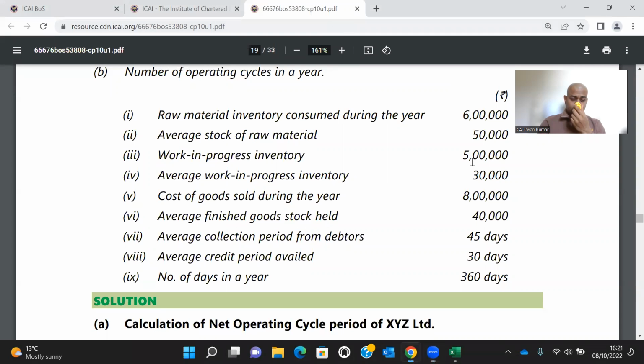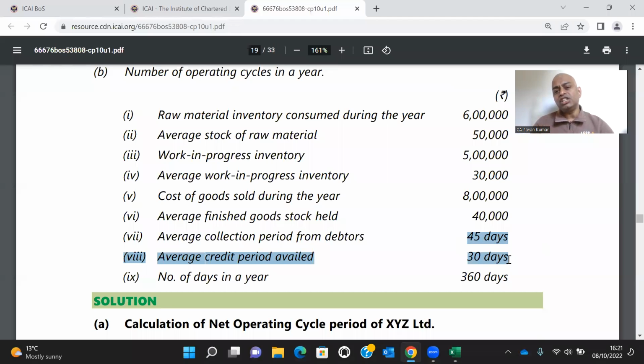Yes, sir. Average collection period from debtors 45 days. Average credit period availed 30 days. Number of days in a year 360 days. Super. So they have given you one favor by giving these days. They could have given debtors, sales, creditors, credit purchases, and then asked you to calculate this 45-30.